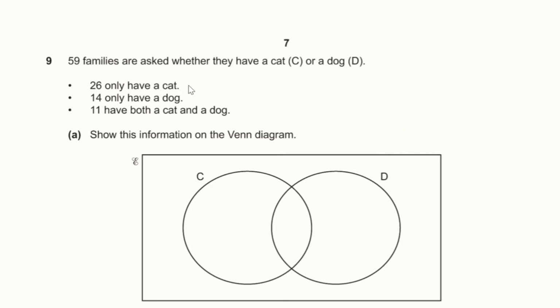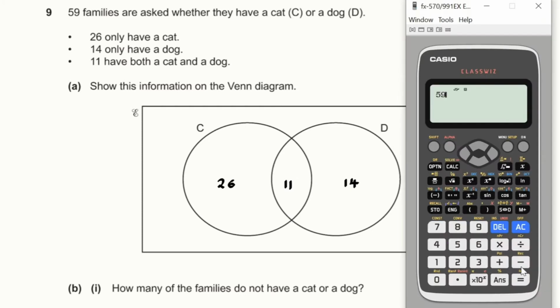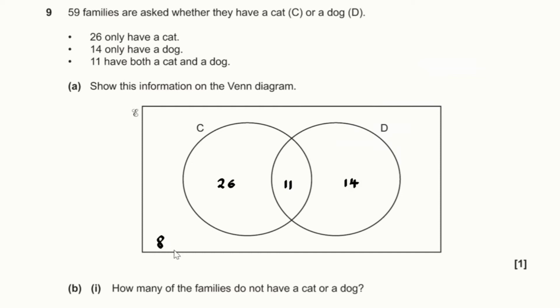Question number 9. 59 families are asked whether they have a cat or a dog. 26 have a cat only, 14 have a dog only, and 11 have both a cat and a dog. And we have to show this information in a Venn diagram. Well, we've got 26 for cat only, 14 for dog only, and 11 for both cat and dog. And for those who do not have a cat or a dog, 59 take away 26, take away 14, take away 11 is 8. So 8 goes on the outside.